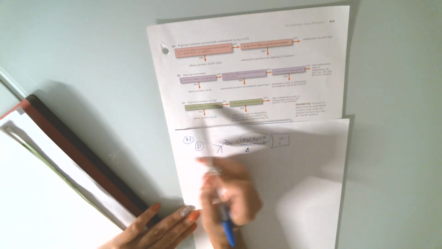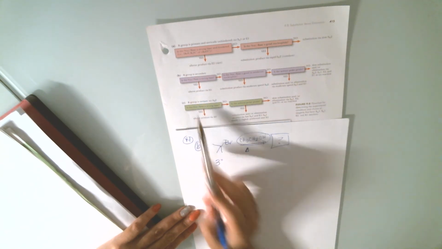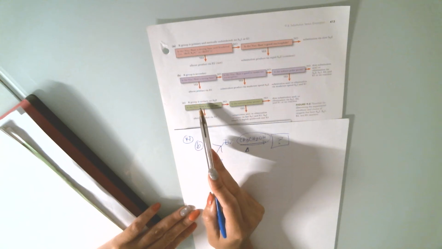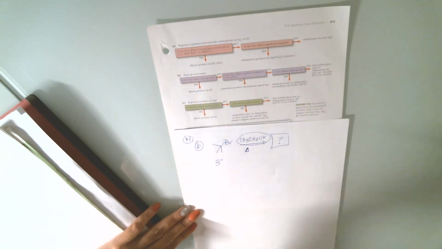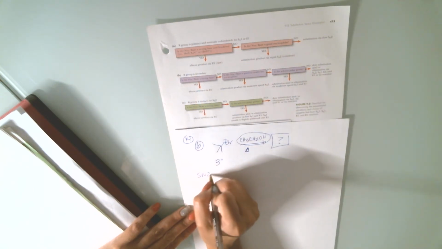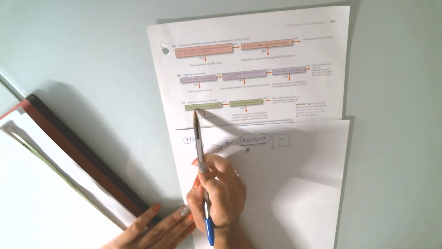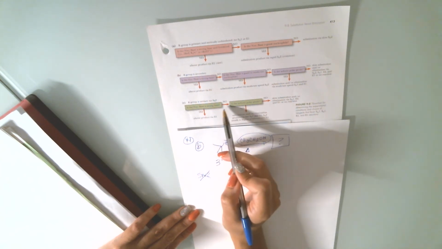So let's follow the flowchart. We are looking at this row here because this is a tertiary haloalkane, and because of that, then we can rule out the SN2. Let's answer the question. Is the nucleophile base a strong base? The answer for that is no.